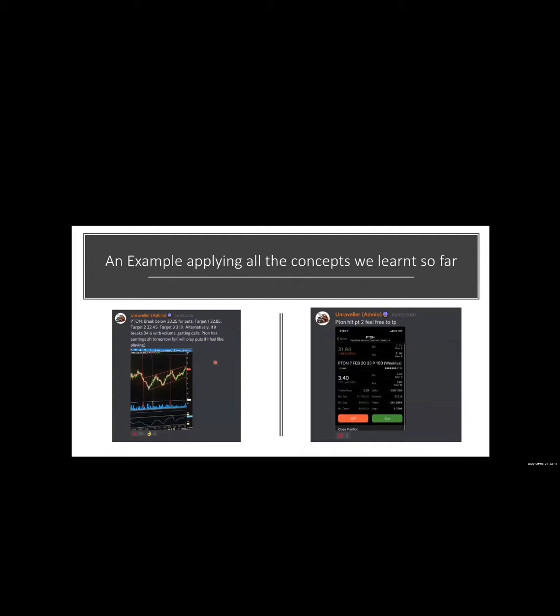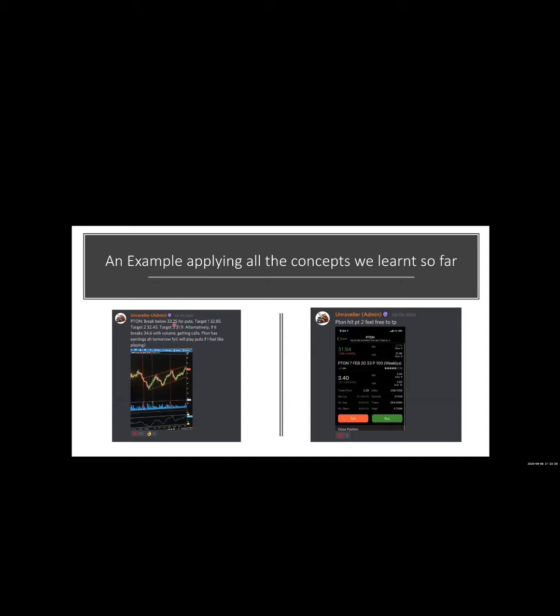So the first example that I'm going to show you is actually a trade that we took in the stock chat. Earlier this year, in February, I posted a play, just a simple trendline play. I said that Peloton, PTON, that's a stock, break below 33.25 for puts.